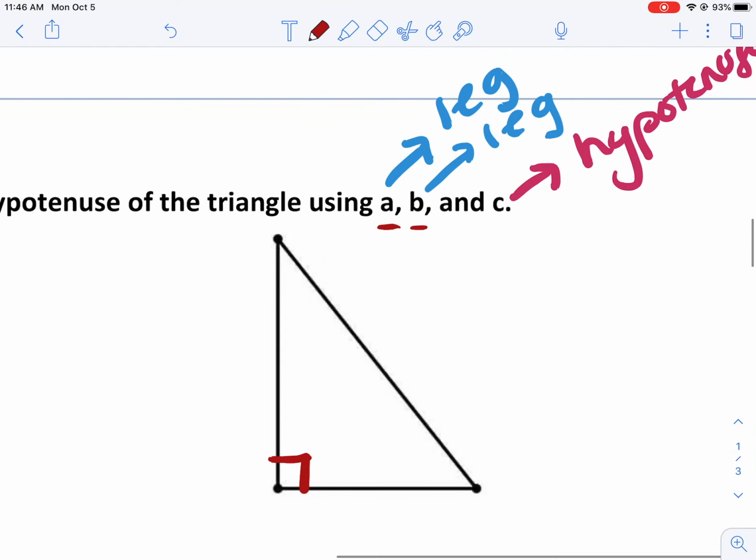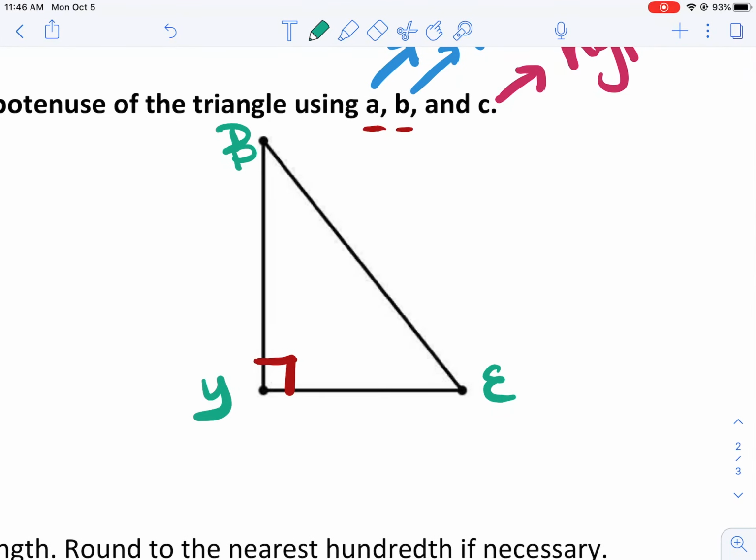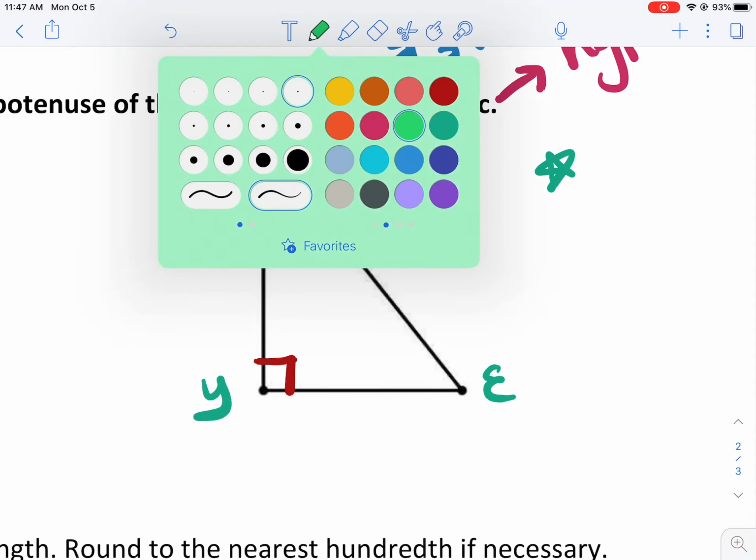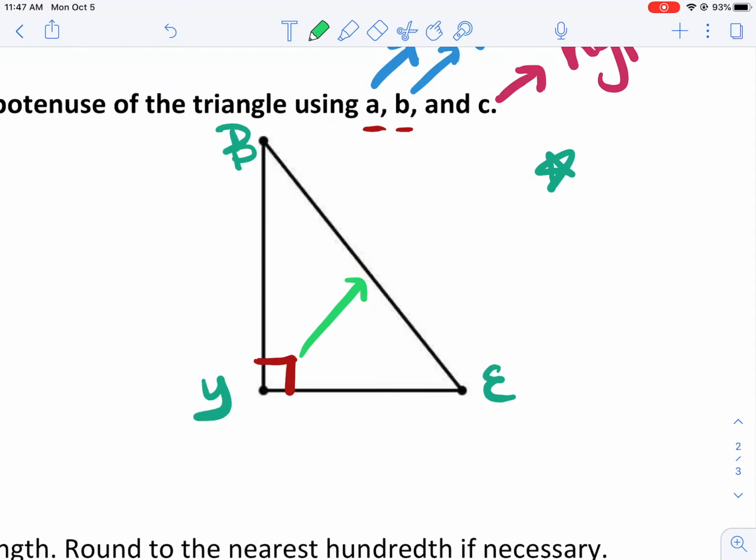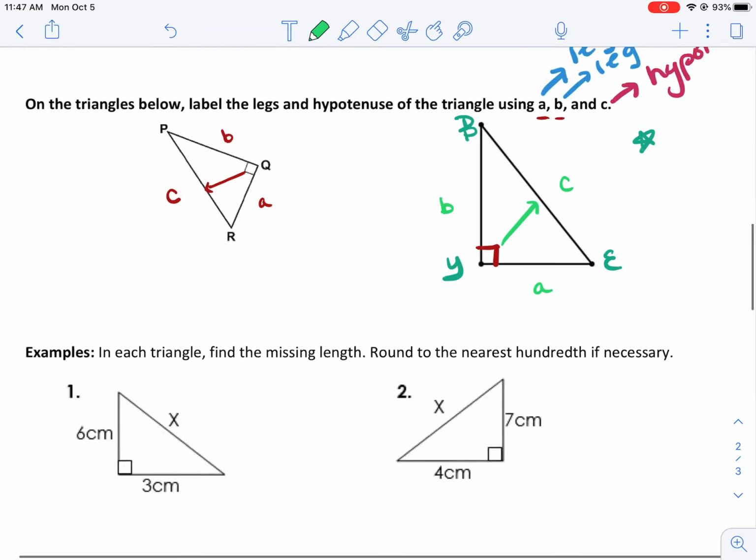So same thing here. I want you to try this one. I'll make this into BEY for my best friend's nickname. Okay, so which is the hypotenuse? So I'm going to go to the right angle, go across. That's going to be C, and then A and B. And then remember, it's okay if you switch the A and the B. So now let's try some problems.